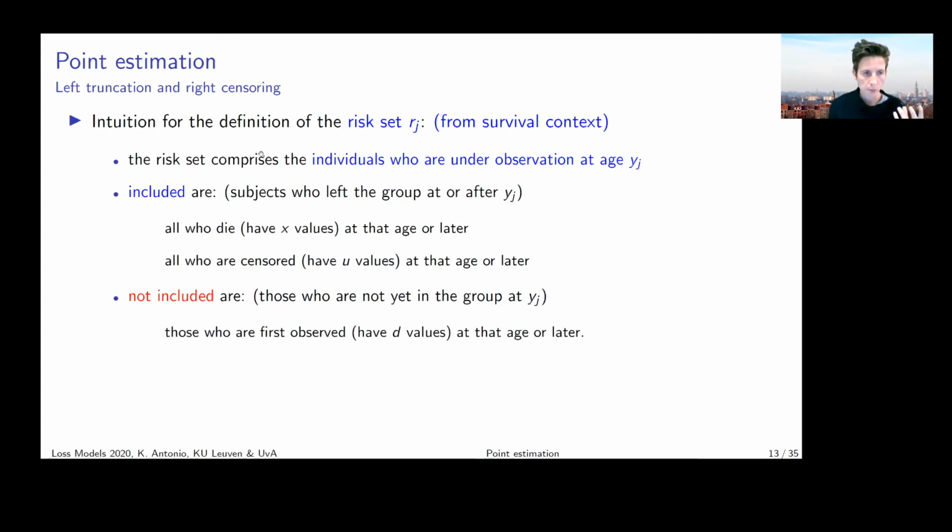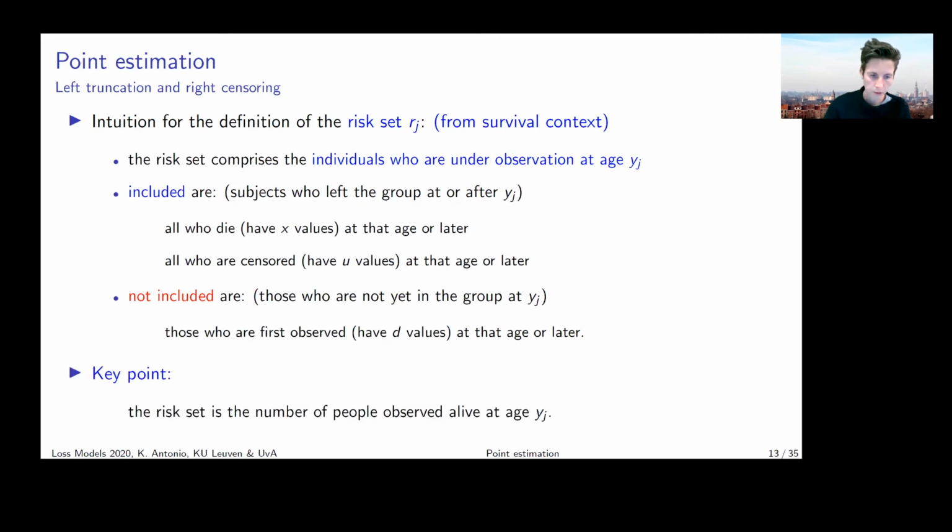So with the three bullets, with the plus sign and the minus sign here, you recognize the specification that we gave for this risk set on the previous sheet. That's the idea, explained intuitively if you have the survival context in mind. But what works for the survival context also works for the context where you look, for instance, at the ultimate loss of a claim.